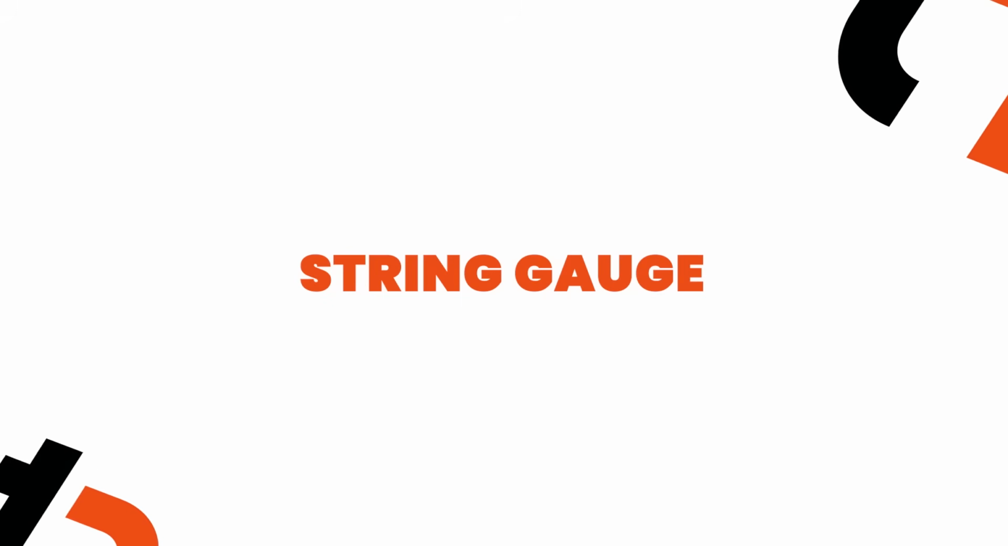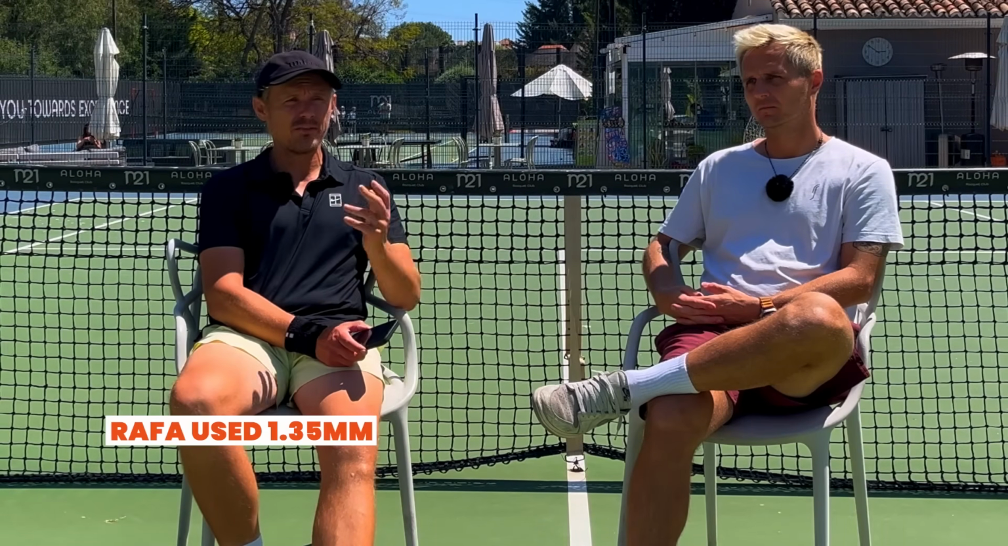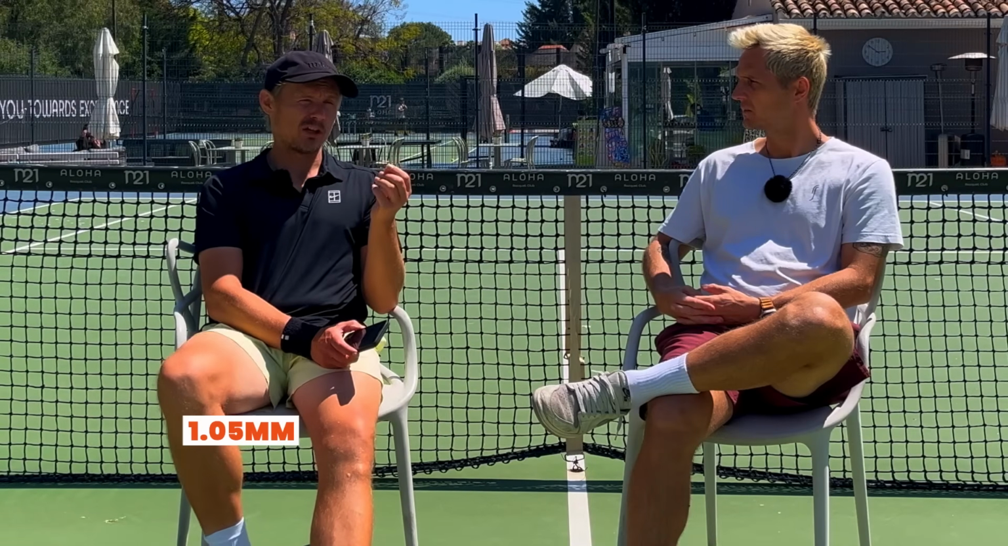And there's also gauge. I wanted to mention that before. So the thicker the string, the more control, the more durability, it will last longer. A lot of pros use 130, or I mean, Rafa used 135 in the past. But now you can get gauges down to 1.05, which is ultra thin, and then the durability won't be very good, but it's very soft and it's quite powerful. So if you're a senior player and you want to try polyesters, you can go softer string in general, but also a thinner string.